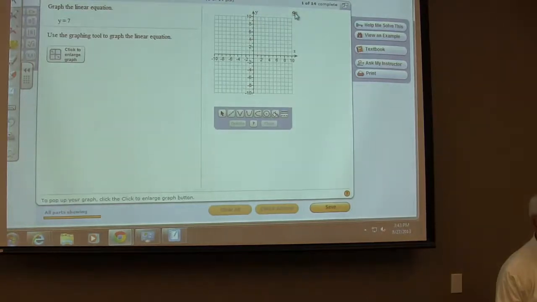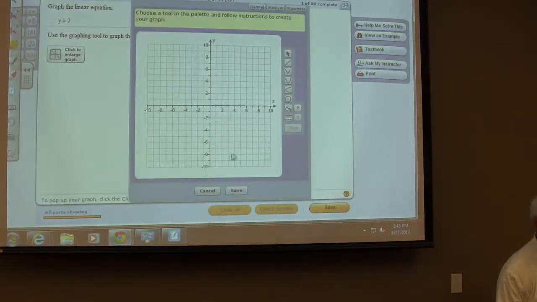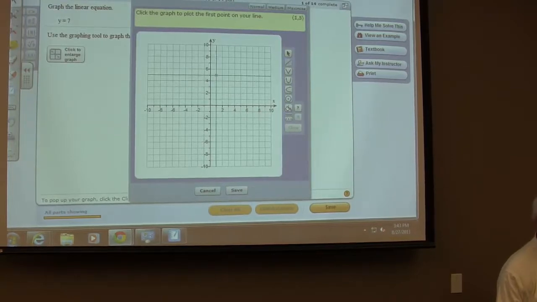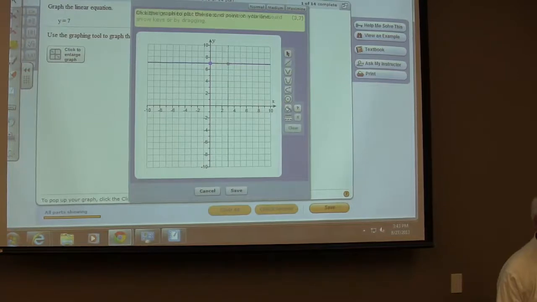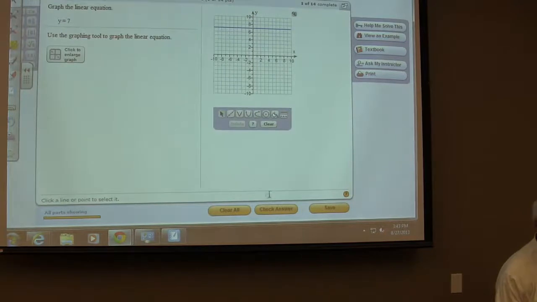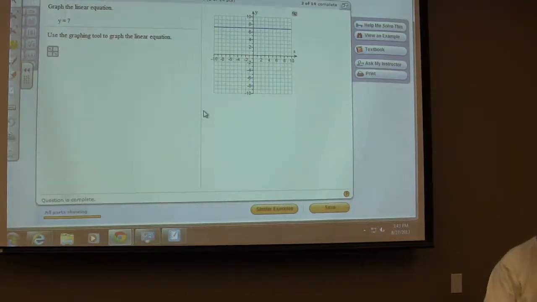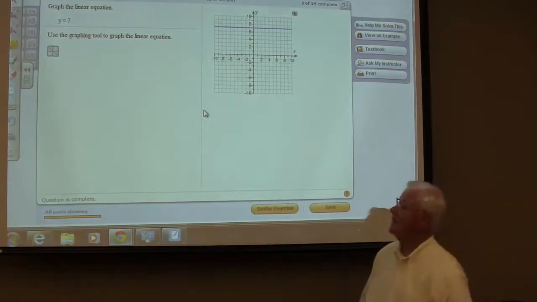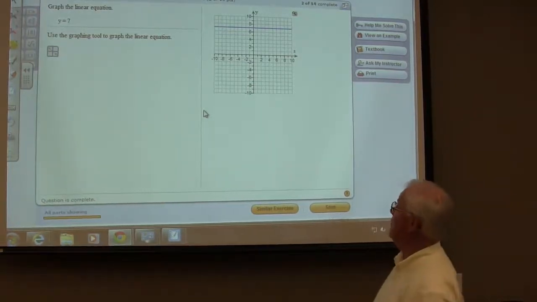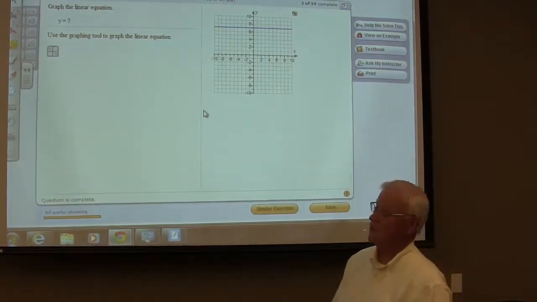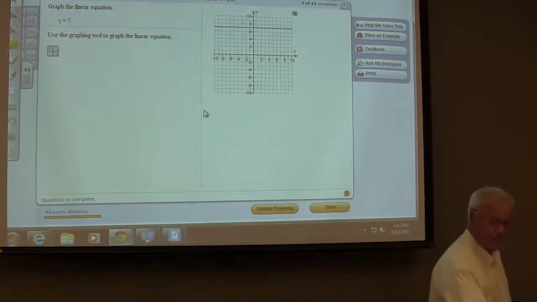Well, to look at that and get that graph, we would use the line tool. We're going to go up to 7. Just pick any other point at 7. Construct your line. All right, and there's your answer.